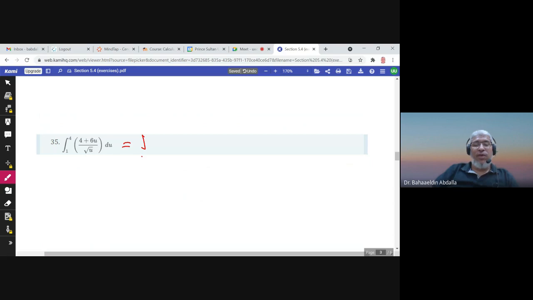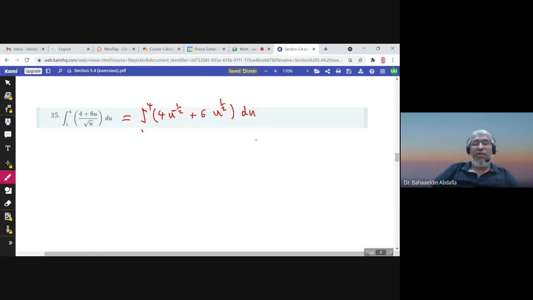Here I have to distribute. So this would be 4 over square root of u. I will write it as 4 times u to the power negative half, because this is u to the power half. If you take it up, it would be negative half, plus 6 times u over square root of u, 1 minus half is half. So I will have u to the power half.